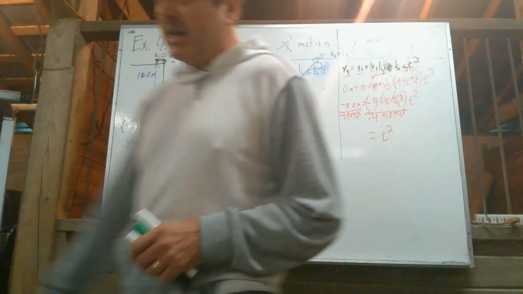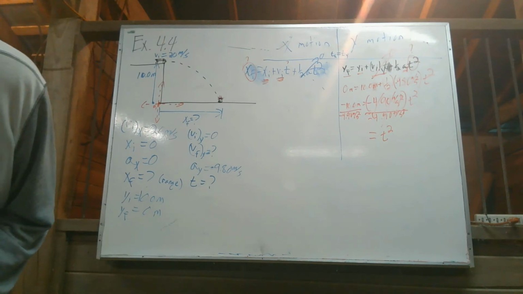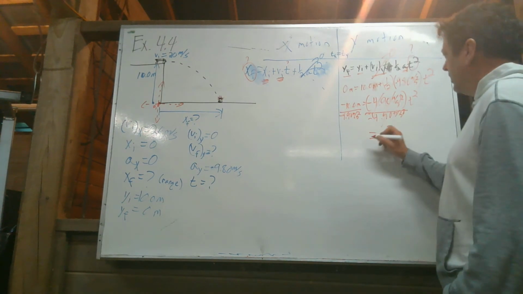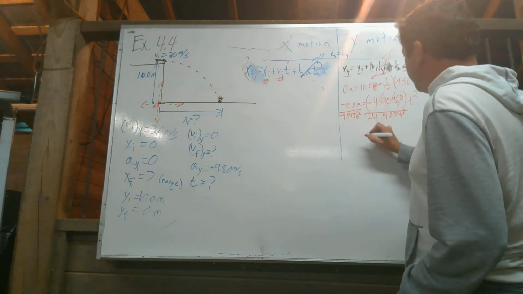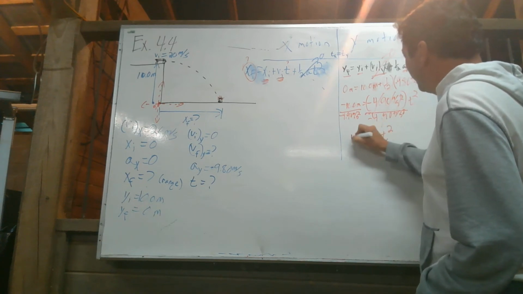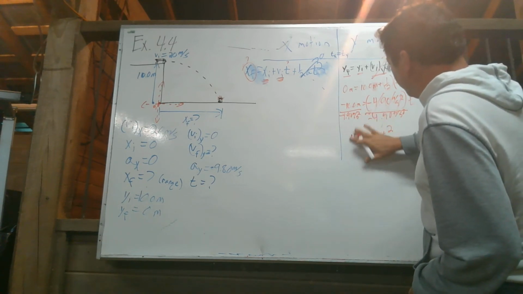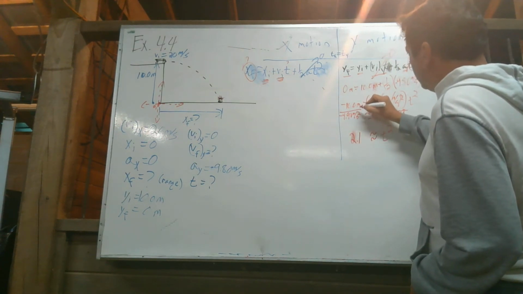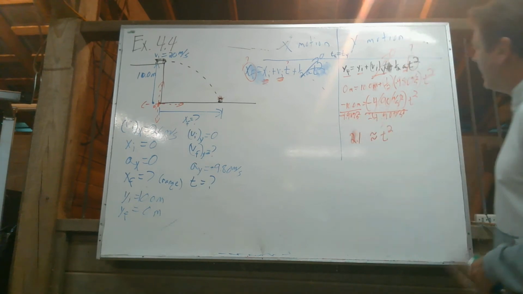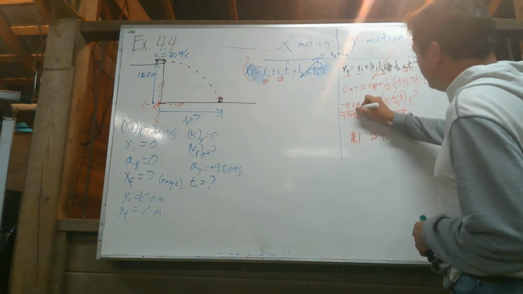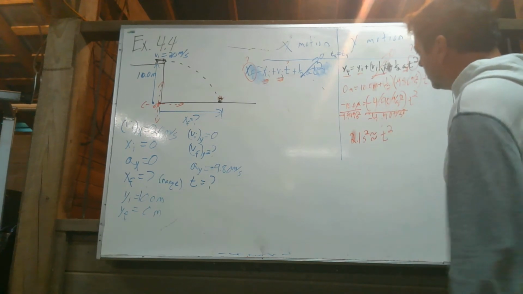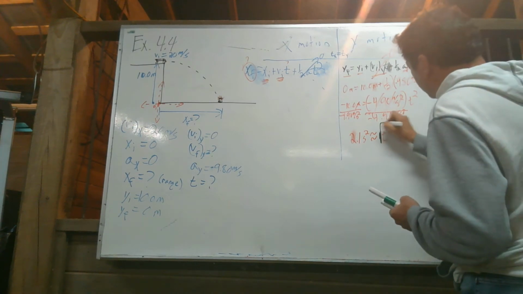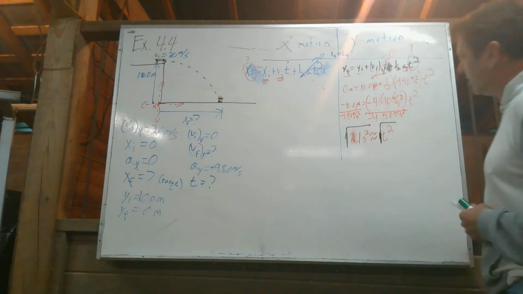Let's see if the book has it. I don't have a calculator with me. I'll say approximately 2.1. Now, what happens, I've got to cancel this, that's meters over meters per second squared. The meters cancel, the second squared goes up top. Well, now I've got to square root both sides. That squared, get t by itself.